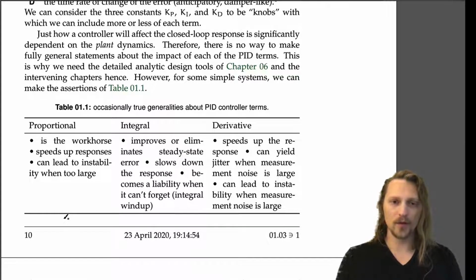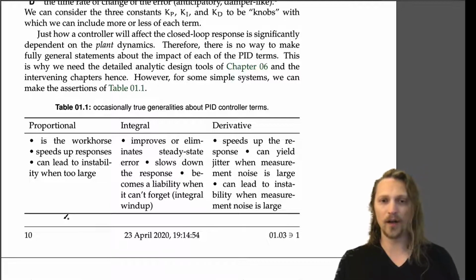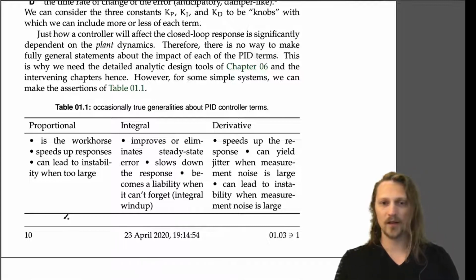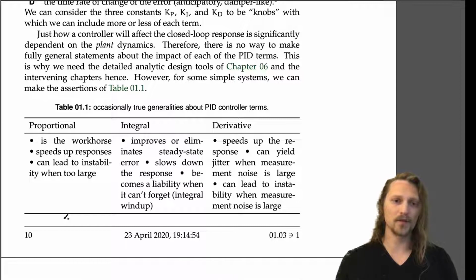Integral. The integral term improves or eliminates steady state error. Okay, so that's something we talked about in terms of the performance of the control system. The steady state error, the amount of error that's left over after the system comes to a steady state once we've changed the command. The integral term slows down the response. Okay, so this tends to slow down the response. You'll have the transient response become slower usually when we add in integral terms, or we add in more integral term.